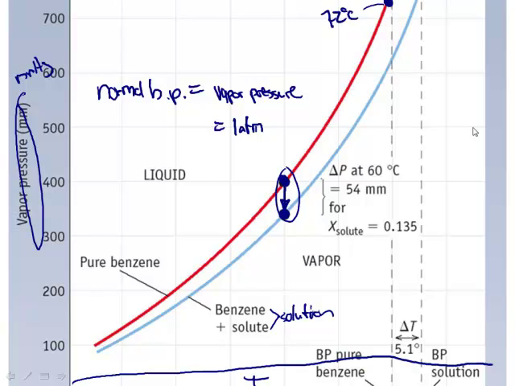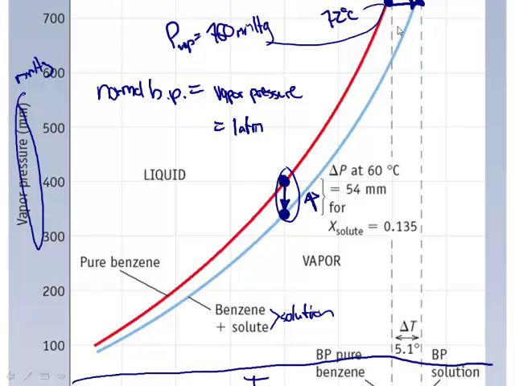When we add a solute, and this is the point, by the way, guys, where the vapor pressure is equal to 760 millimeters of mercury or 1 atmosphere of pressure, okay? Now, for the solution, because the vapor pressure exerted by the solution is lower at any given temperature, in order for the solution to boil, it's going to have to go to a higher temperature. So we have to raise the temperature somewhat, and we can see there's a shift here in the temperature at which the vapor pressure of the benzene solution is 760 millimeters of mercury. In fact, in this particular example, it's gone up by 5.1 degrees Celsius. So the boiling point of the solution is going to be higher.